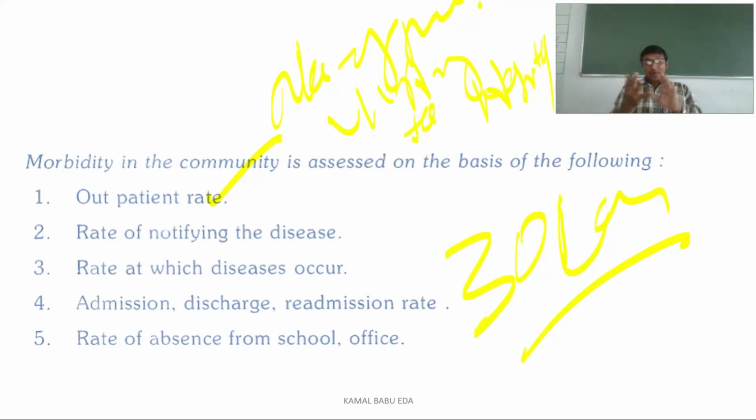Next, what is the admission? How many people are getting admitted to the hospital? What is the discharge? How many people are being discharged from the hospital? And next, what is the readmission rate? Even though the patient got admitted and treated, if he comes back to the hospital with the same problem, that is also one of the rates. And next, absence from school and office.